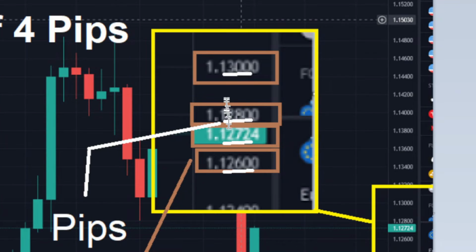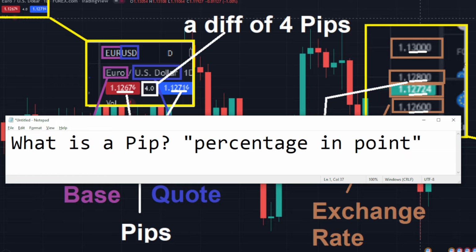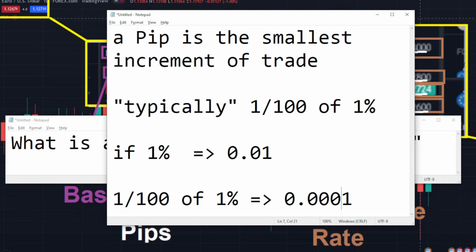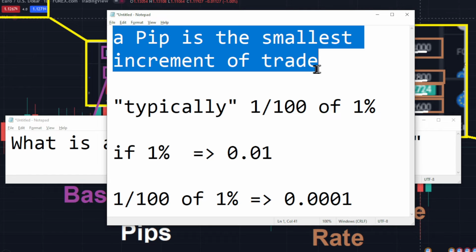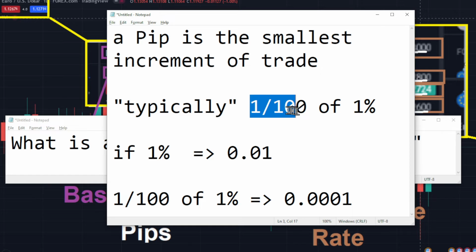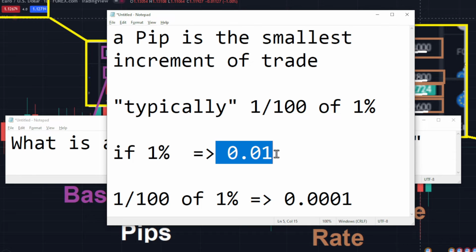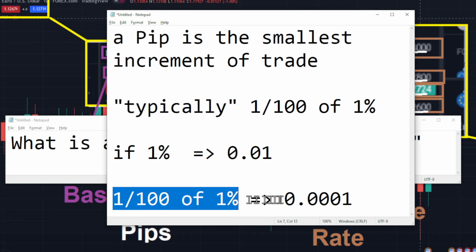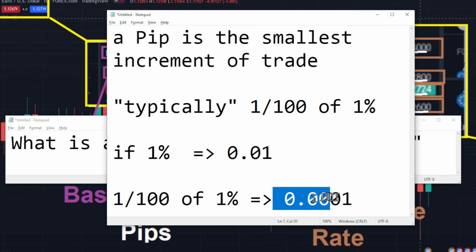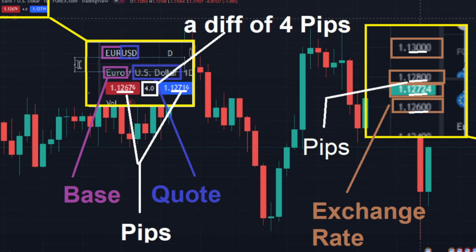Focusing our attention back on the right at the exchange rates, we're also talking about pips. But what is a pip? A pip is a percentage in point. So what is it that we mean? A pip is the smallest increment of trade, and it's typically 1/100th of 1%. So if 1% is 0.01, then 1/100th of 1% is just moving the decimal over 2 places. That 1 is the smallest increment. So that's 1 pip right there. And we saw that in our example, there was a difference of 4 pips.